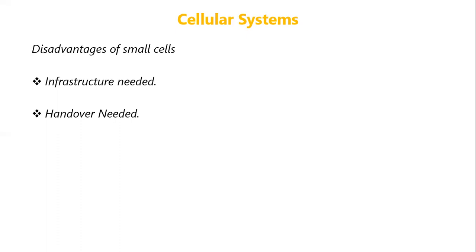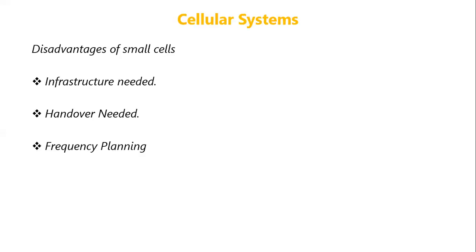And the next disadvantage of having many base stations or small cells is frequency planning. To avoid interference between transmitters using the same frequencies, frequencies have to be distributed carefully. Interference should be avoided, but at the same time, the number of frequencies available is also limited. So these are the disadvantages of having multiple base stations instead of a single base station.